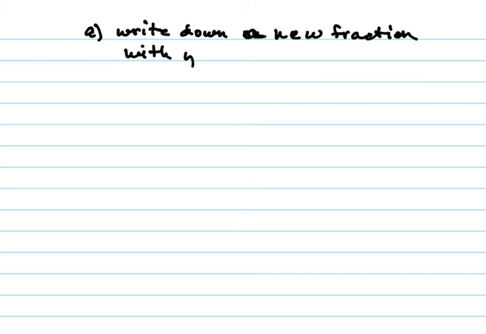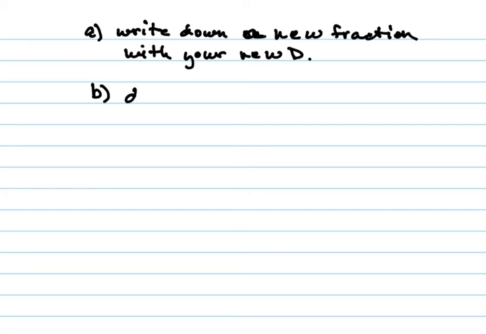First, write down a new fraction with your new denominator. Now, you'd have to do this anyway, right? Because you're getting a new denominator, that means you're getting a new fraction. Okay? Thank you, James. All right? B. Then, remember, if we get a new denominator, we must also change the numerator.